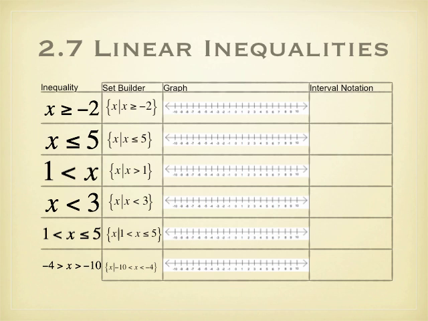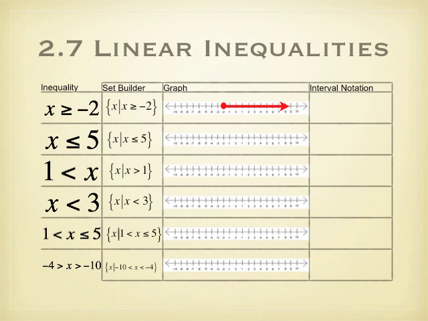Okay, now if we're going to look at what that looks like on a graph. For the first, x is greater than or equal to negative 2. So at negative 2, I'm going to put a filled in circle, since x actually can equal negative 2, it's greater than or equal to negative 2. I want to fill in that circle. And then since it's greater than, I'm going to shade going up.